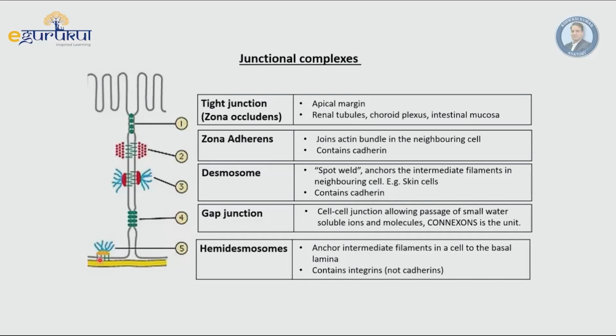So this is about the junctional complexes, where we have the tight junction, zona adherens, desmosome, gap junction, and hemidesmosome. And these are some important features that you should remember, on which questions might be asked.